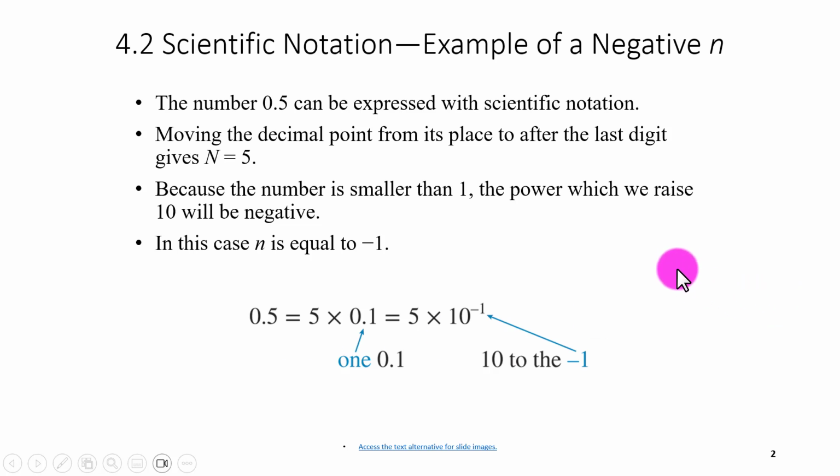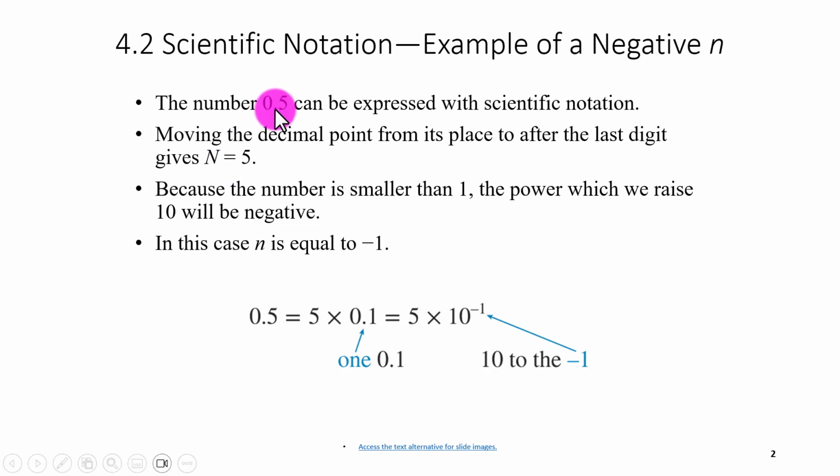Let's take a look at a number with a negative n. Let's take a look at 0.5. This number is less than 1, so it's not between 1 and 10, like I need it to be for scientific notation. Note that the decimal point is between the 0 and the 5. Well, if I move it to the left, then it becomes 0.05, so it's becoming even smaller. If I move it to the right, then it becomes 5. So that 5 then is the correct way to express it because it's between 1 and 10.